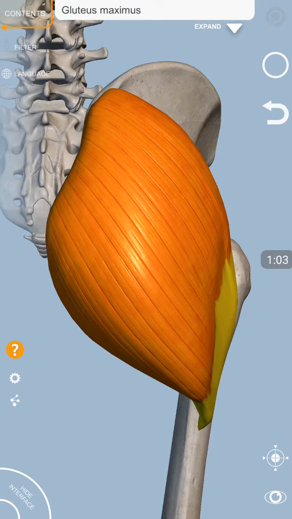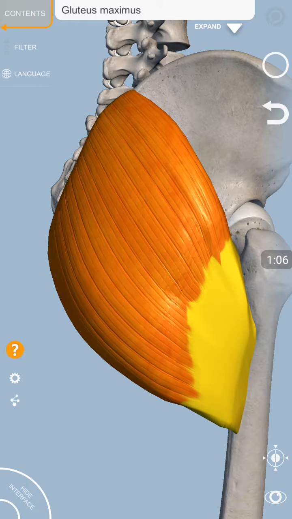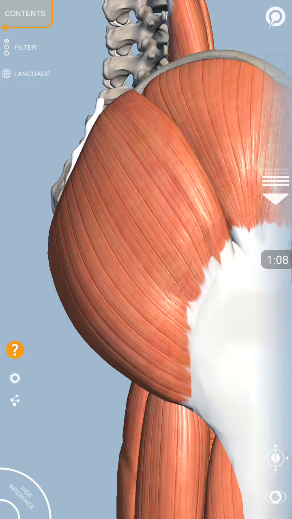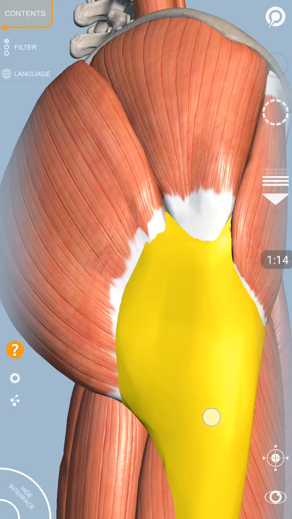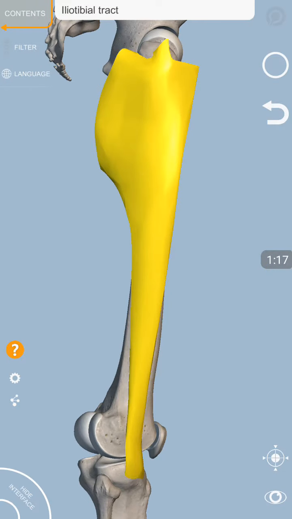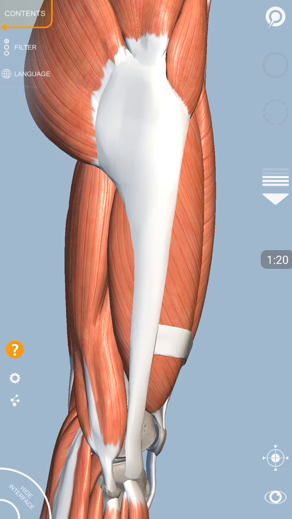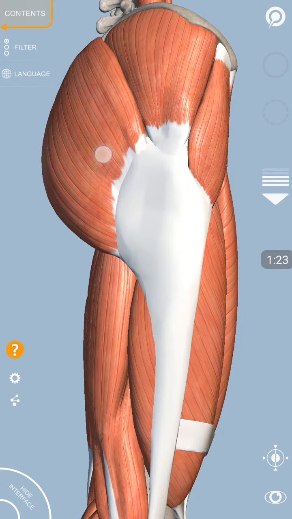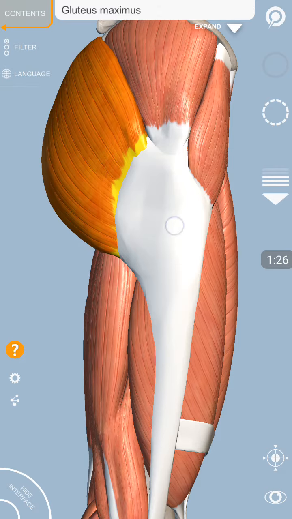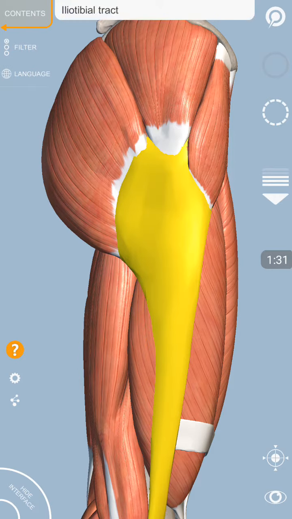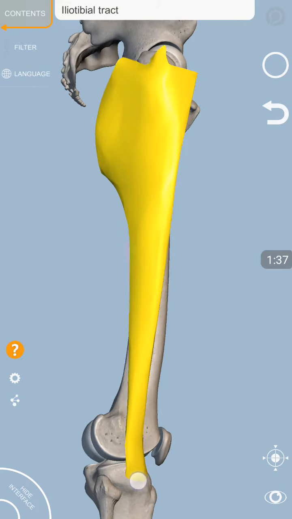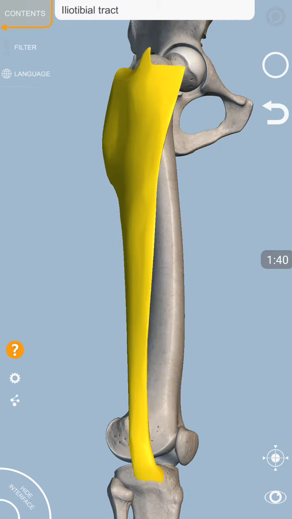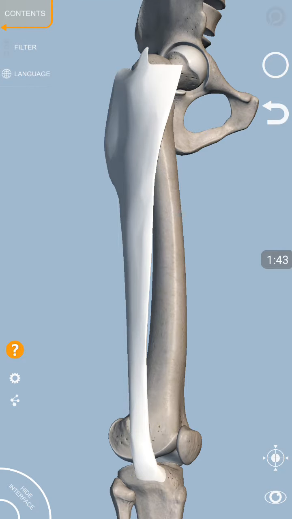It gets inserted into different regions. This is the iliotibial tract. The iliotibial tract is the lateral thickening of the fascia lata, and two muscles get inserted into it. One of those muscles is the gluteus maximus. The majority of its fibers get inserted into the iliotibial tract, and then indirectly the gluteus maximus is attached to the tibia on its lateral aspect via this iliotibial tract.